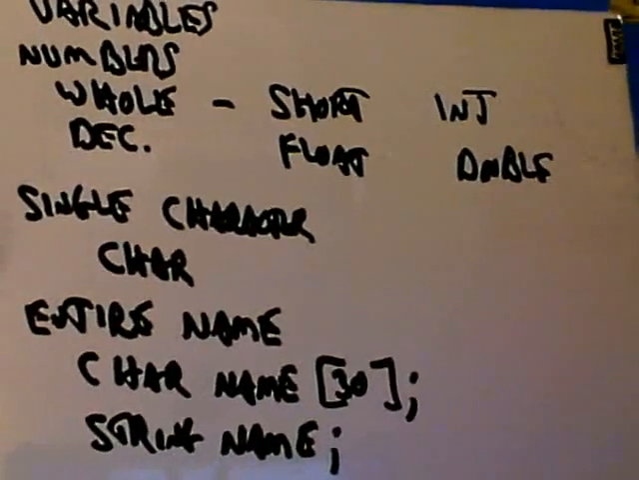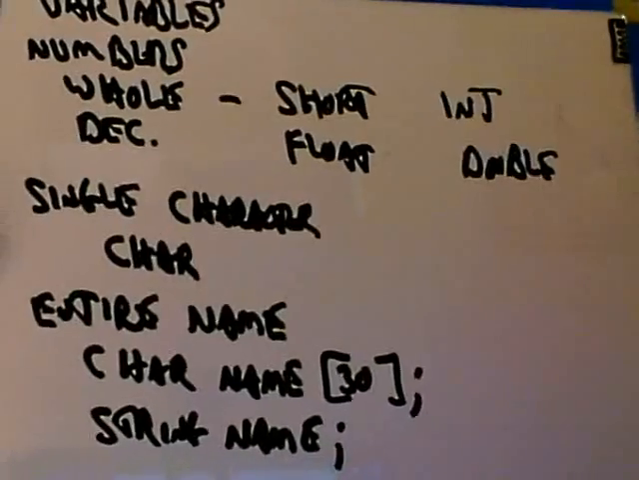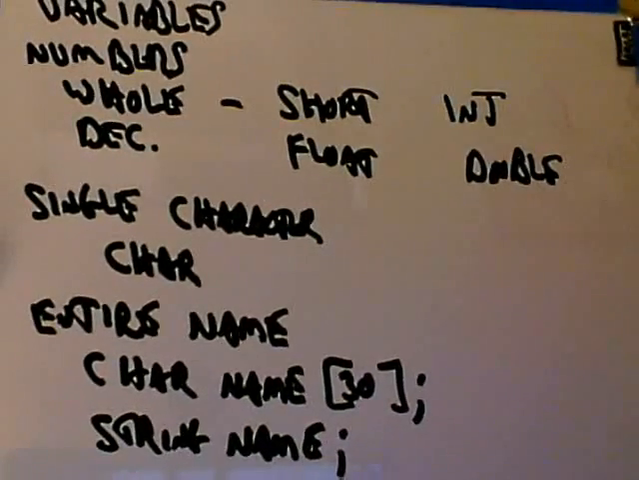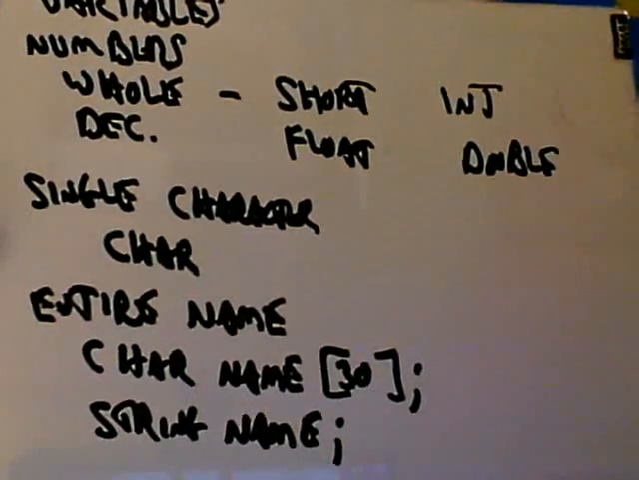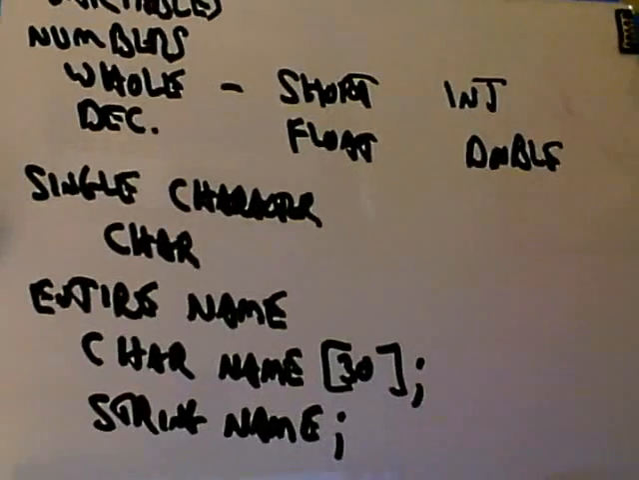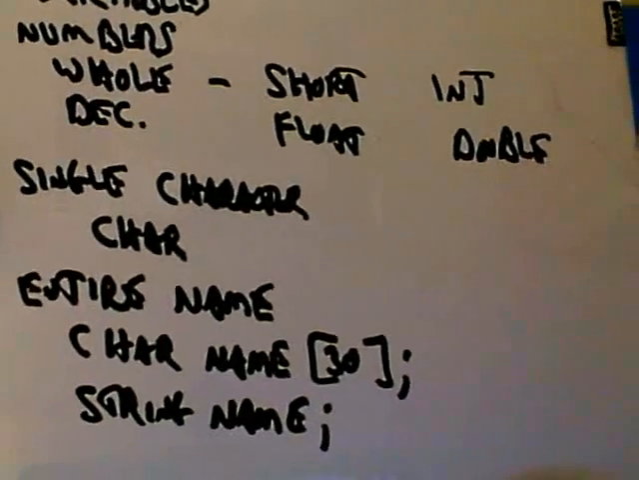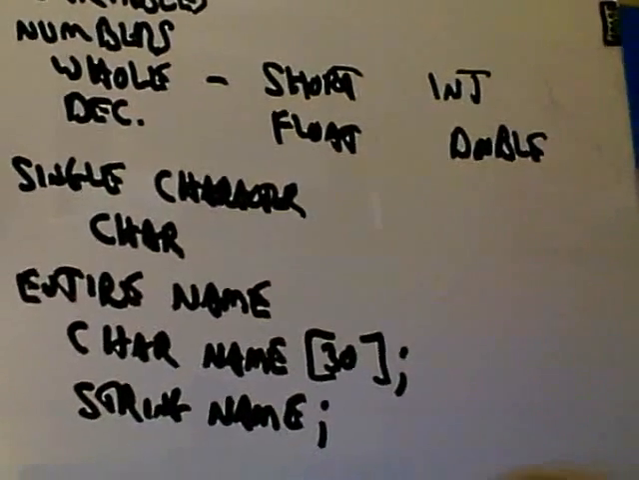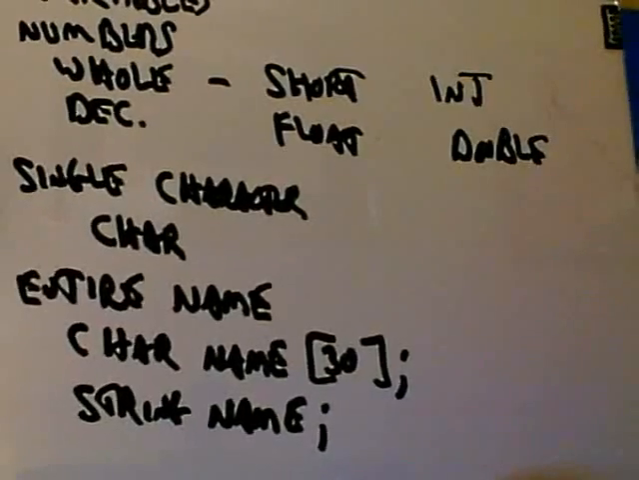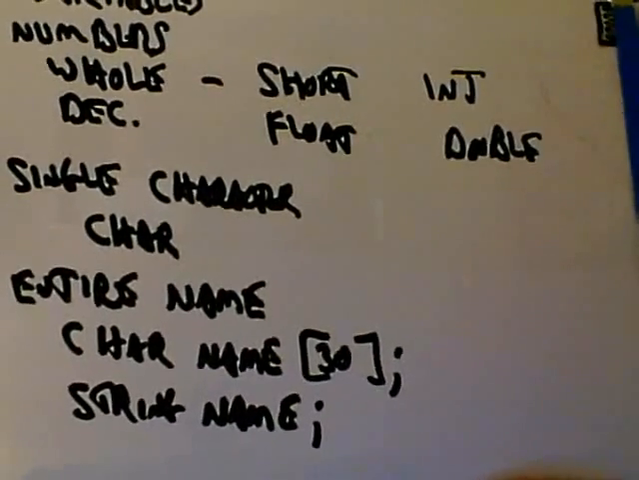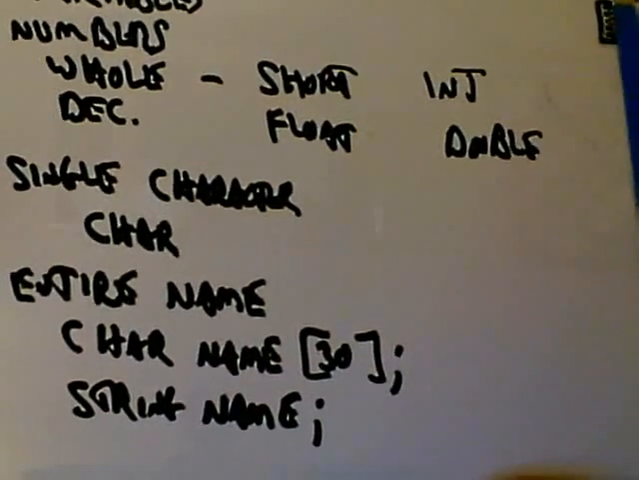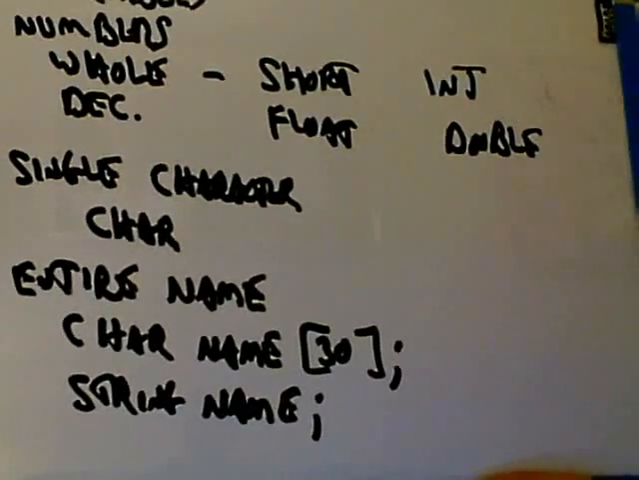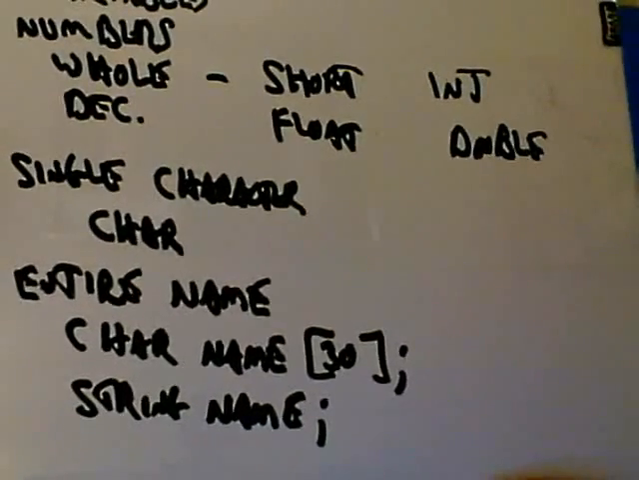If it's just one single character, you can create a variable of type char. If you're going to create a variable that's going to hold an entire name, you can create a character array like char name[30]; That'll hold a name up to 29 characters long. Or you can create string name. That'll hold a variable of type string.